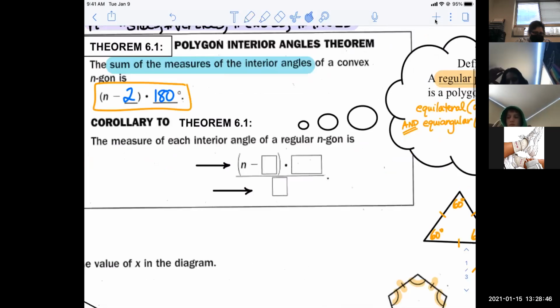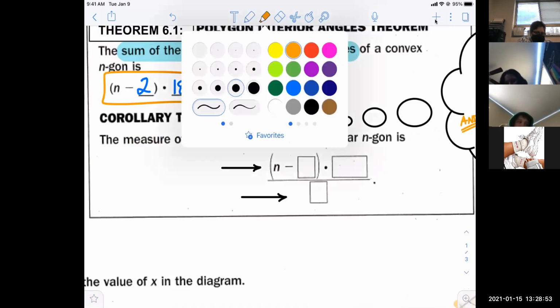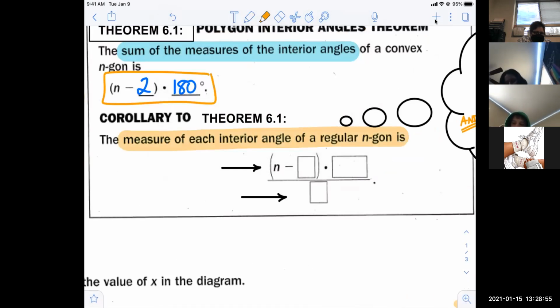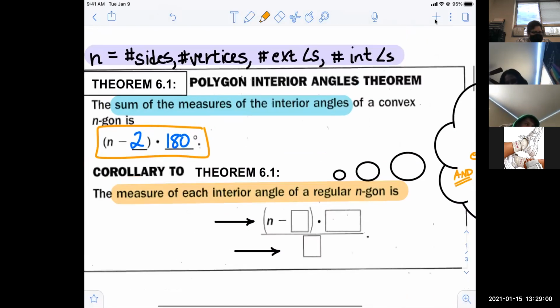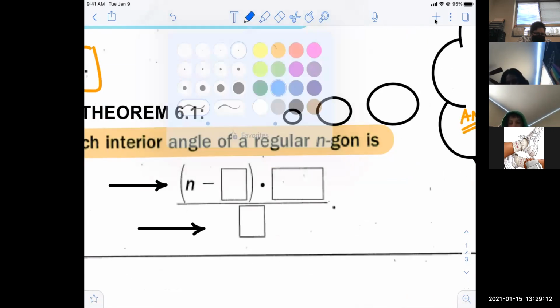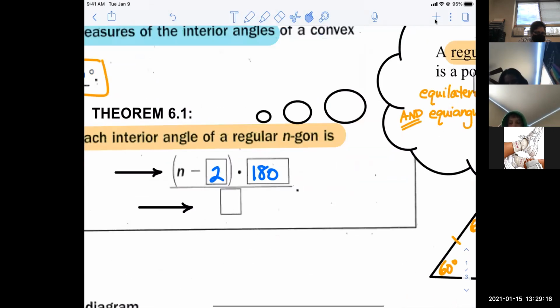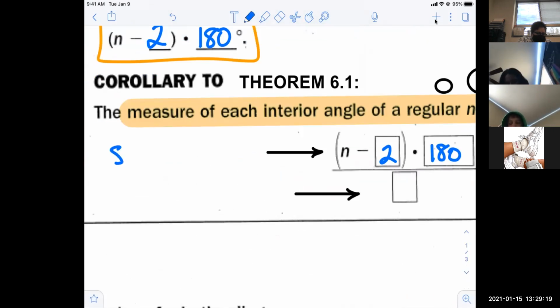Right here it says the measure of each interior angle of a regular n-gon. Remember, n means how many sides, vertices, or angles there are. So n being 3 means it's a triangle, 4 is a quadrilateral, 5 is a pentagon. We're going to do the same thing as we did up above: n minus 2, quantity, times 180. That finds the sum of all of the interior angles.